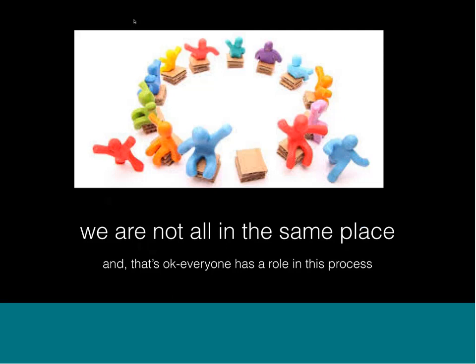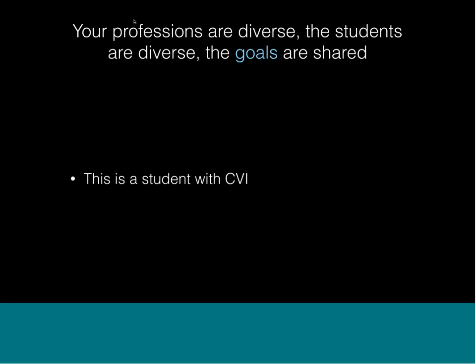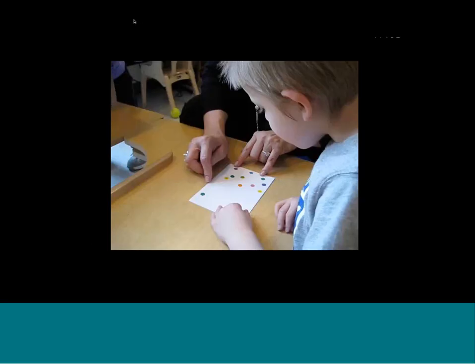One of the difficulties is that we're not all in the same place. So, everybody has a role, everybody has a place. It isn't like this picture where somebody's going to not get a seat at the table. The novice in CVI has a role and the expert has a role. And we all really need to work together in this process because no two people really are in exactly the same place in understanding CVI. So your professions, meaning those of you who might not be vision people, your professions are diverse, the students are diverse, and the goals are shared.